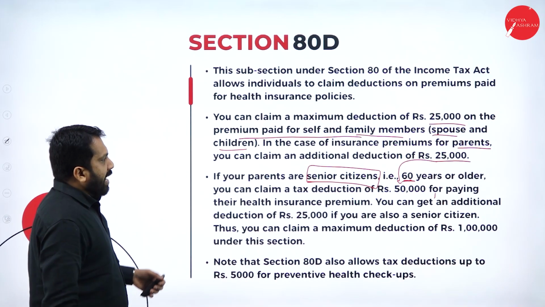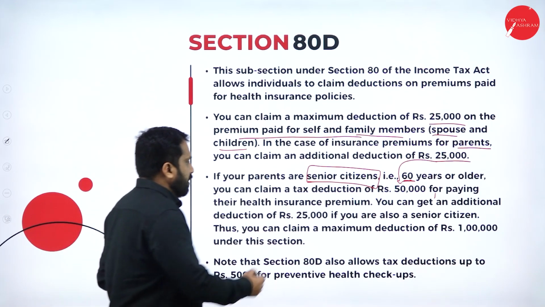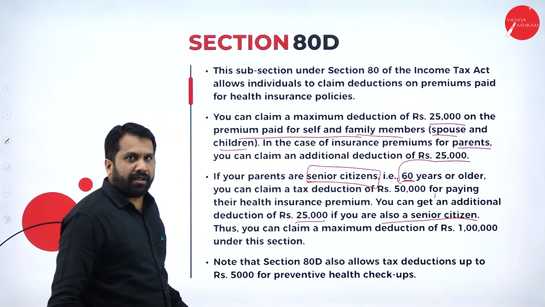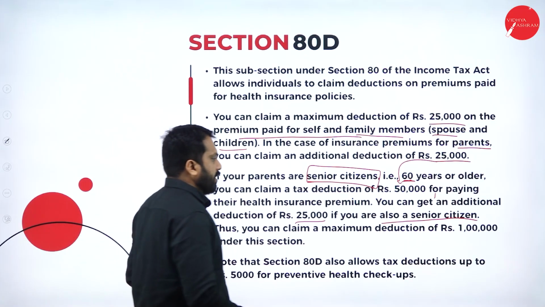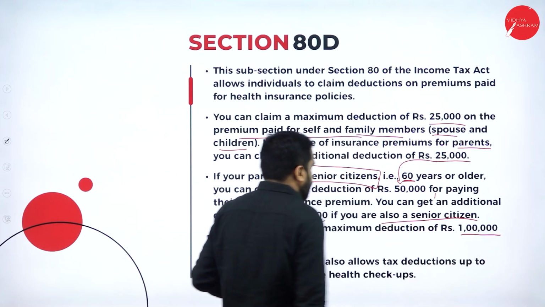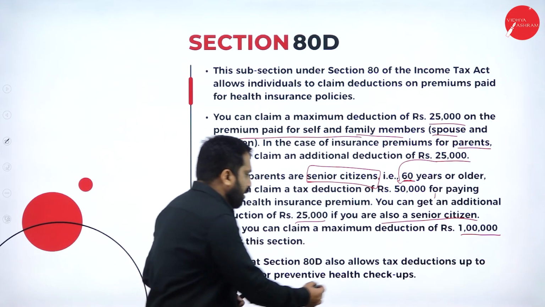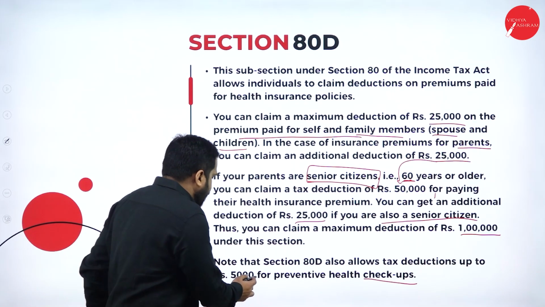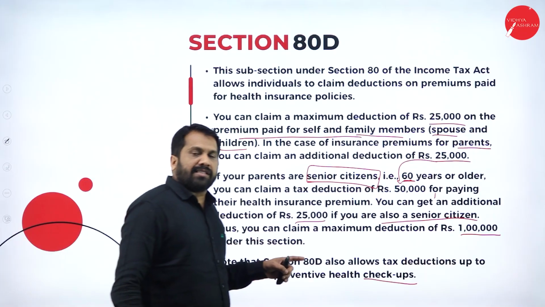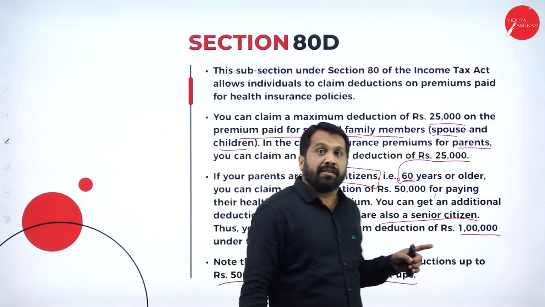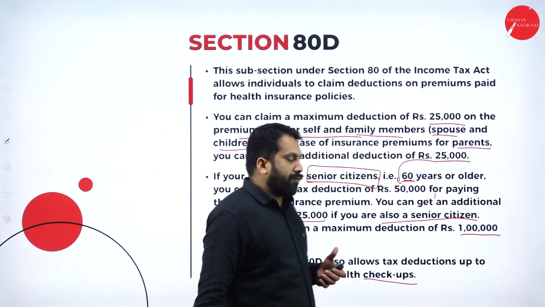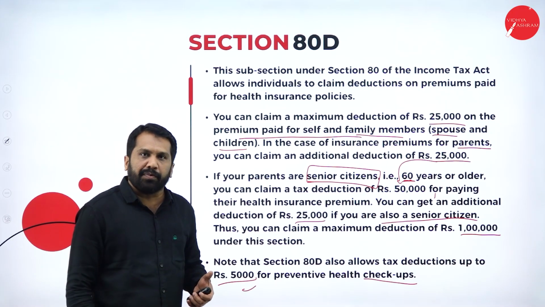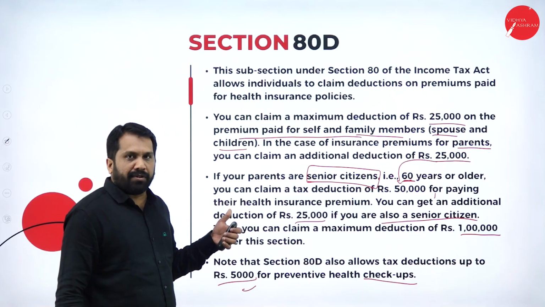Now, you can get an additional deduction of 25,000 if you are also a senior citizen. Hope you are clear. 50 plus 50, maximum you can claim 1 lakh. Now, in case you go for any medical health checkup, yearly checkup, then you can claim 2,500 for yourself, 2,500 for your parents. Similarly, up to 5,000, you can claim as additional deduction. Hope you are clear. Which are the points you are supposed to remember?